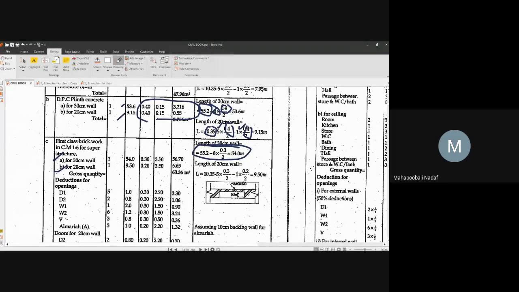Okay, I will tell. See here, 55.2 is the original, minus 8, and what is the width of that wall? 0.3. This small calculation takes time. Why are you taking so much time? It is 54.0. Correct or not?